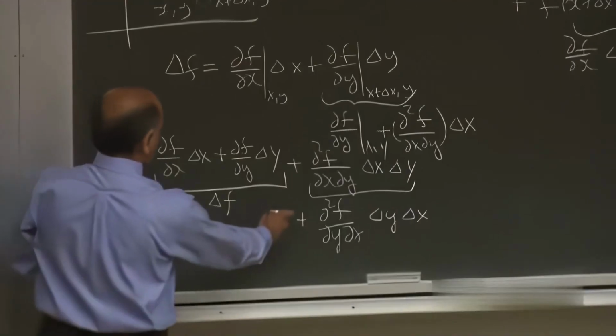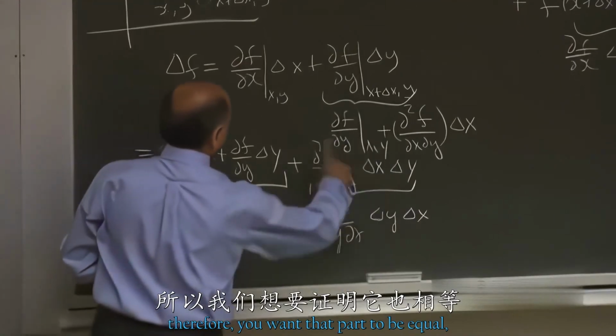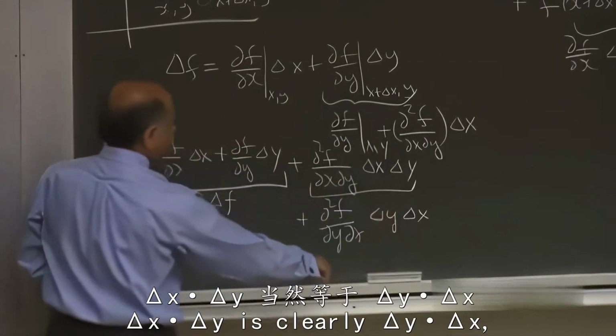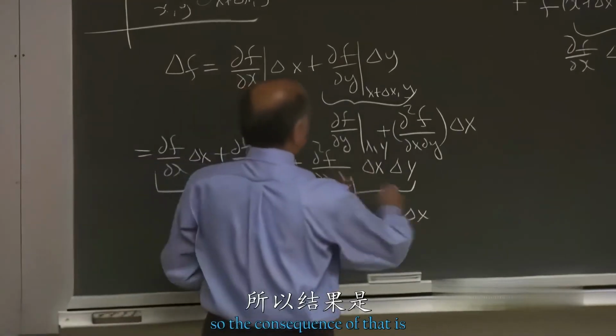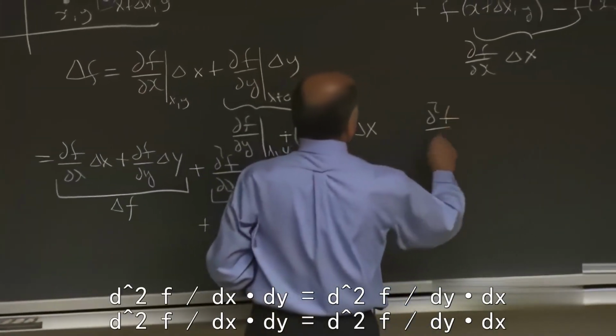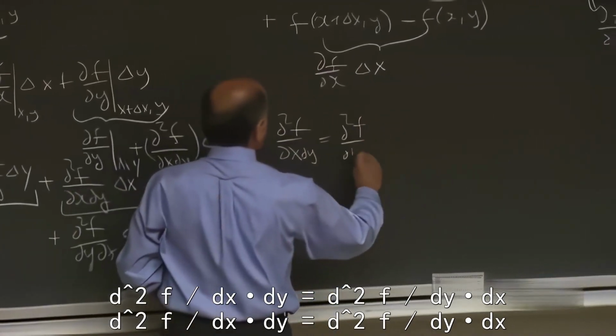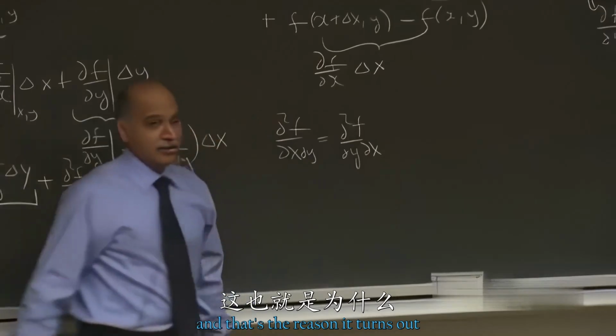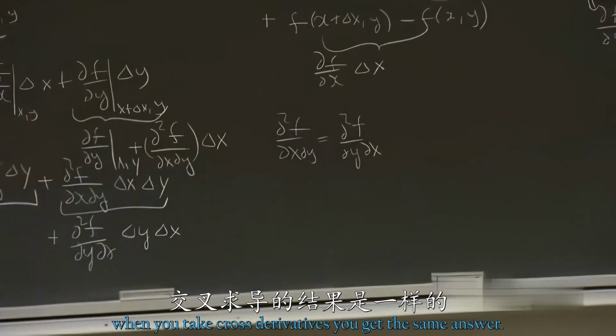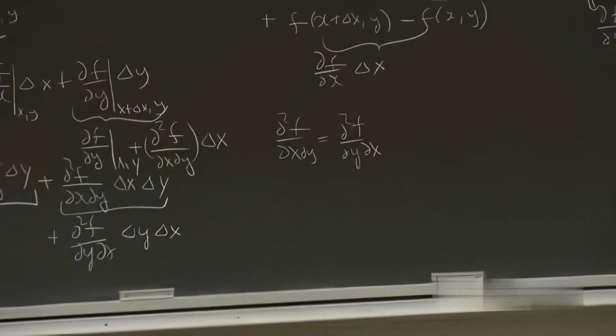This part of it's, of course, equal. Therefore, you want that part to be equal. Delta x delta y is clearly delta y delta x. Then the consequence of that is d2f dx dy is equal to d2f dy dx. That's the reason it turns out when you take cross derivatives, you get the same answer.